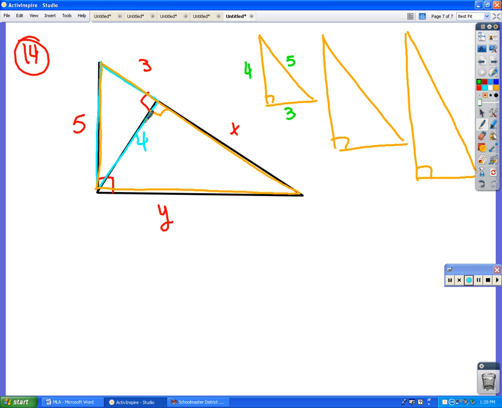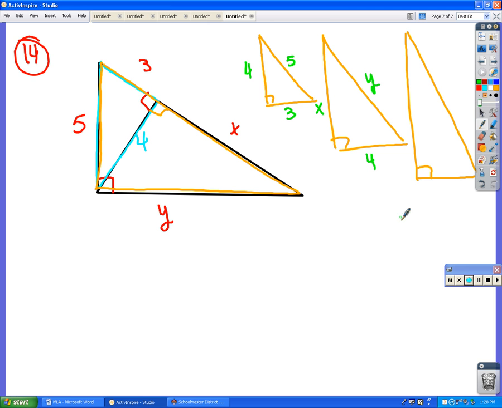Now let's focus on this medium-sized triangle. Let's do the easy one first. Which one of these 3 sides is the hypotenuse? Y, because it's across from the right angle. So this one is Y. Okay, what's the short leg? 4. And the long leg is X.